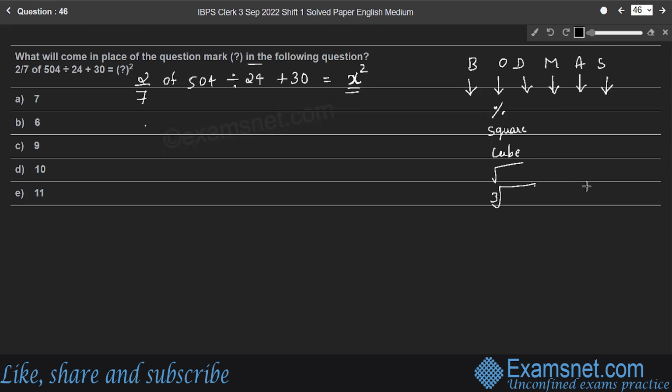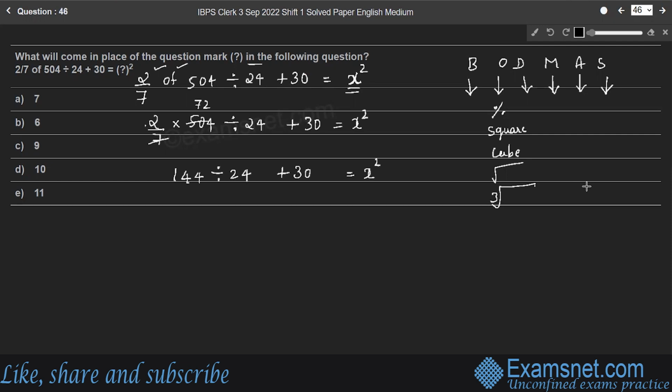So in the given equation, there is an off part. There is no bracket to remove here. So 2 by 7 off means 2 by 7 into 504 divided by 24 plus 30 is equal to x square. What is 2 by 7 into 504? 504 by 7 is 72, and 72 into 2 is 144, divided by 24 plus 30 is equal to x square.